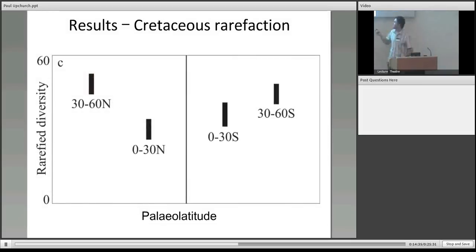Now, I just want to go back to this one and explain a little more about what's going on. This is the result from rarefaction, from subsampling, and what you find is that we get lower diversity in our 0 to 30 degree bins and higher diversity in our 30 to 60 degree bins. So again, these two methods, which work in a very different way, are pointing to the same issue, that dinosaur diversity during the Mesozoic was higher at mid-latitudes and lower at equatorial or tropical latitudes.